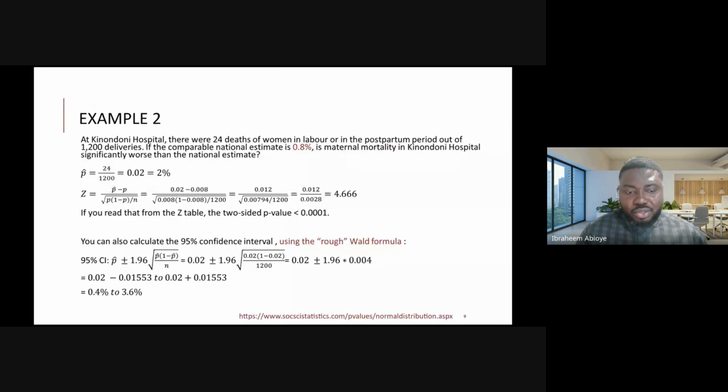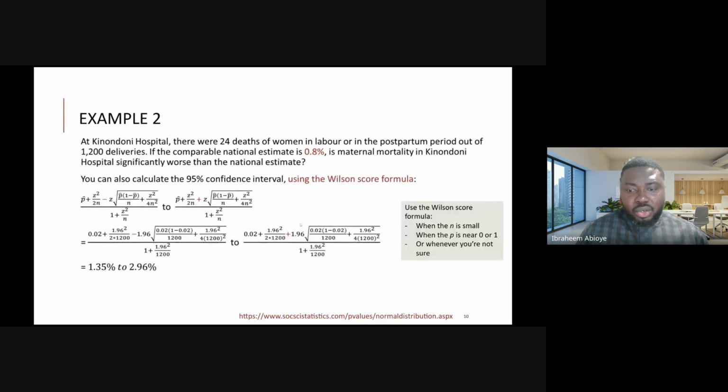The p-value continues to be correct. It's the confidence interval that breaks down. Therefore, we have to use another approach instead. And this other approach that we're going to use instead is the Wilson score formula.